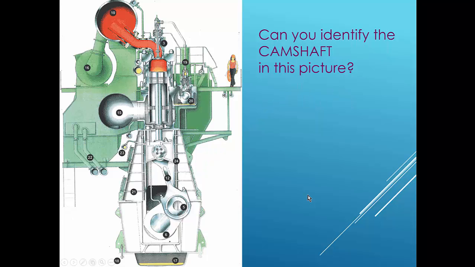But the camshaft then, where would the camshaft? You still have intake and exhaust valves, and it depends if it's 4-stroke or 2-stroke. But in this engine, there is actually a camshaft that's lifting up the valves. Can you identify the camshaft? Where do you think the camshaft is? Yeah, it's up here, right? Number 20. Okay, excellent.